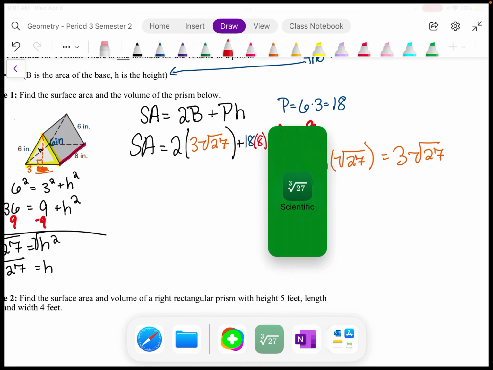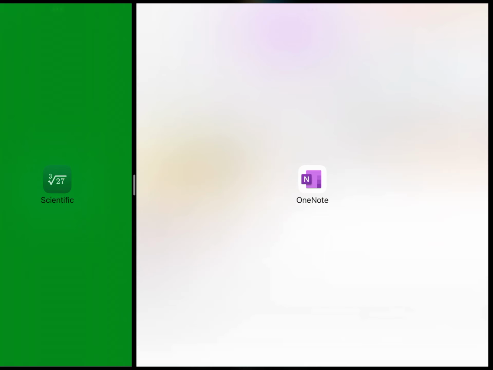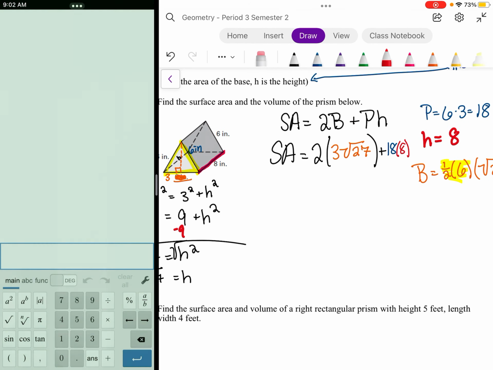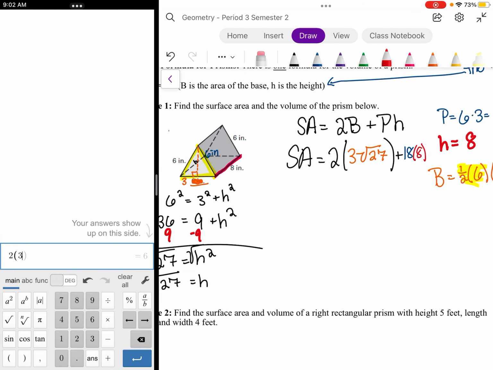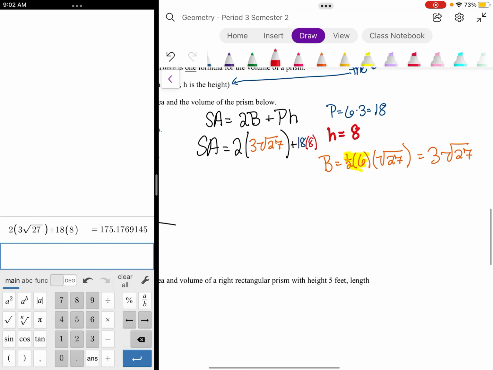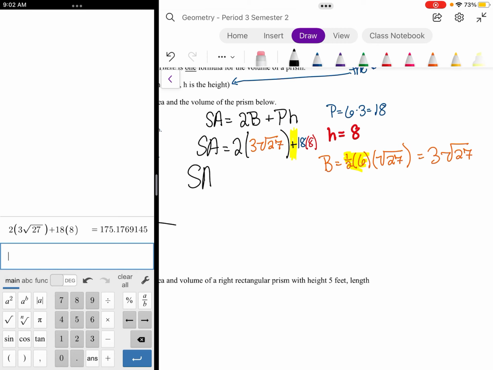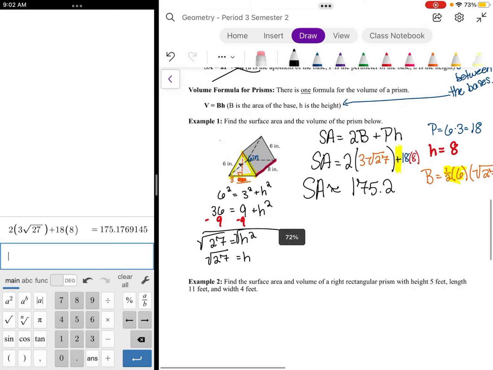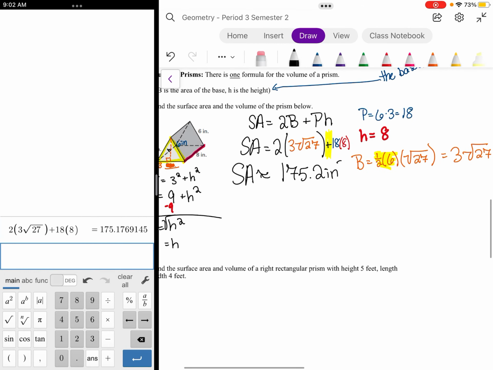And this can all just be typed directly into your calculator, and then you can round your final answer to 1 decimal point. So 2 parentheses 3 square root 27 plus 18 times 8. And one thing when you're typing into your calculator, you want to make sure you don't forget this plus sign. A lot of times that's the biggest mistake I see. So our surface area is about 175.2, and this is area, so it's going to be inches squared.